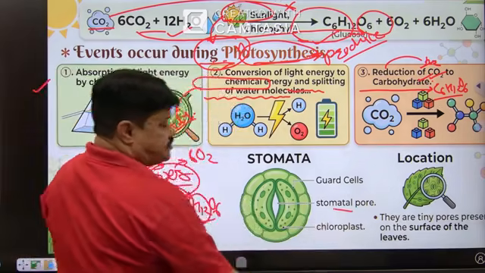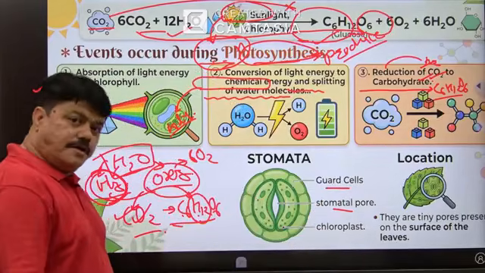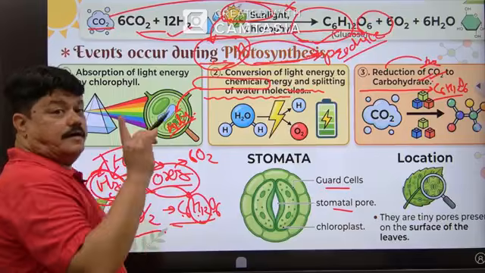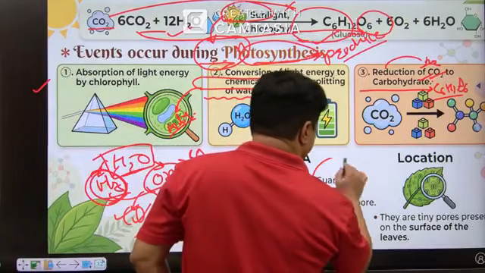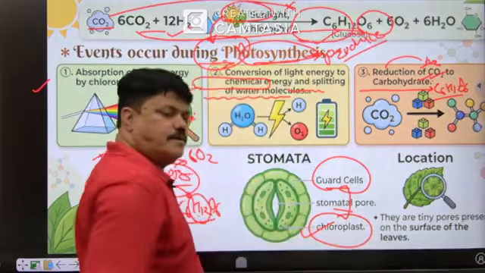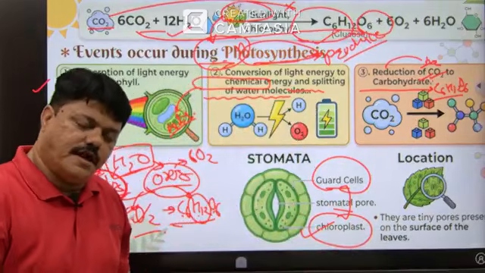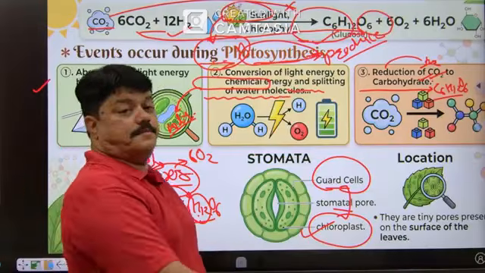Stomata possess stomatal pores which are surrounded by two bean-shaped guard cells. Again, for foundation and NEET, very important: guard cells do possess chloroplast within them.